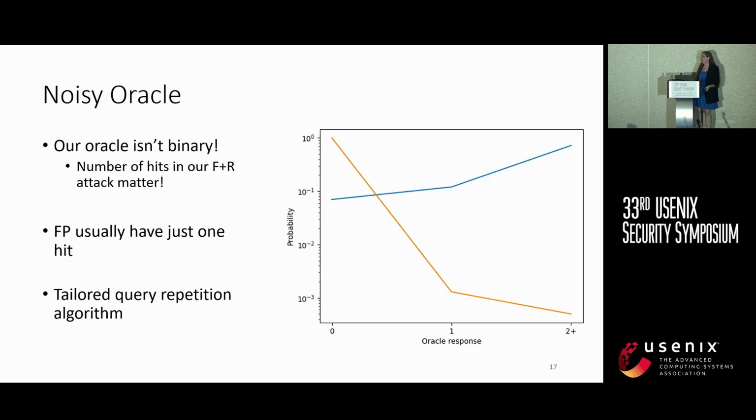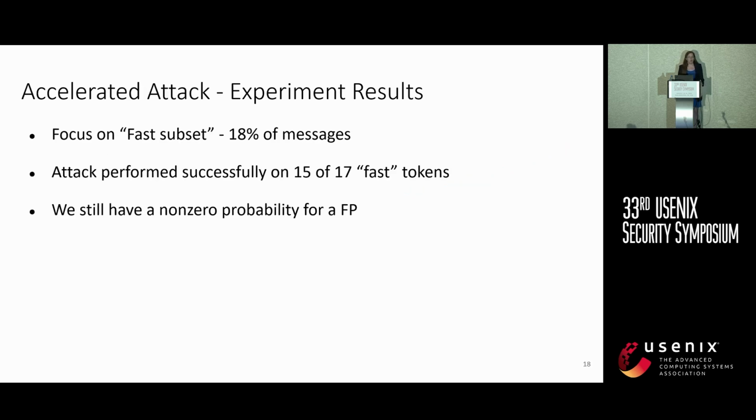So we took a second look at our oracle, and we noticed that it wasn't actually a binary oracle, and that we could only repeat some of these positive results. And we created a tailored repetition algorithm. We focused our attack on the fast subset and performed one attempt for 17 messages. And we were successful for 15 of these cases. And for the other two cases, we encountered a false positive.